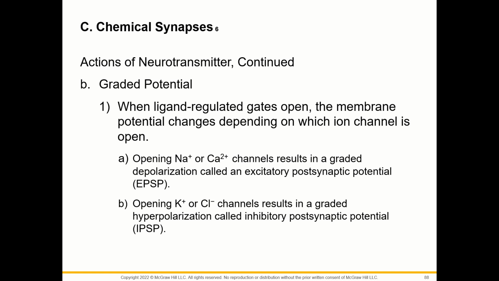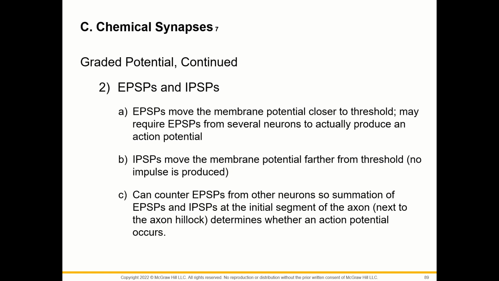And then, of course, if we open any type of potassium channel, we know that losing potassium out of our cell is going to hyperpolarize our membrane and make us more negative. So excitatory postsynaptic potentials take us towards threshold. Inhibitory postsynaptic potentials take us away from threshold. All right, so let's talk more about the EPSPs and the IPSPs. E is for excitatory, I is for inhibitory, and PSP is postsynaptic potential.